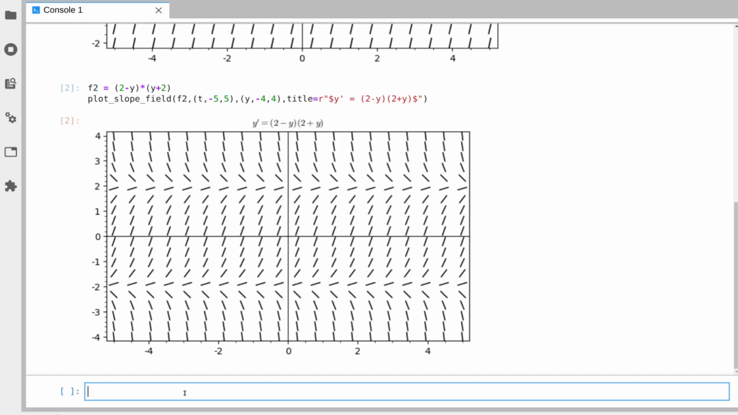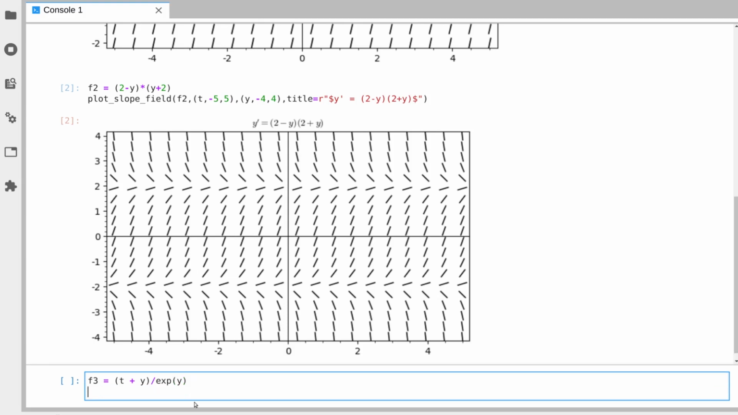All right. Now, if we wanted to get real crazy, we can define a differential equation. This should work for any first order differential equation, right? So let's do a fraction, t plus y, divided by e to the y. Okay, so t plus y divided by e to the y. I have no idea what this is going to do actually.